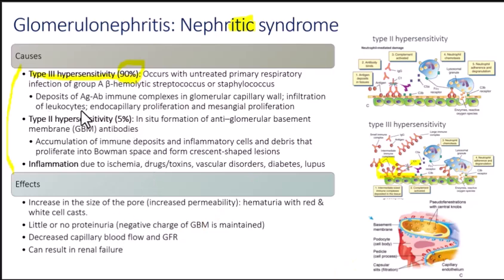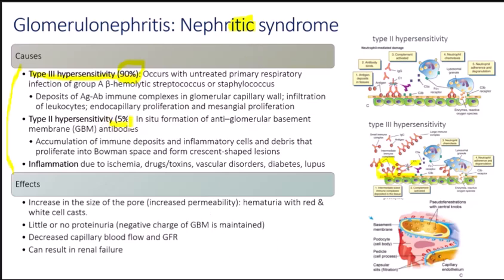This leads to a reaction called endocapillary proliferation. So really the inner part of the capillary starts to proliferate, and mesangial cells, which are the contractile cells of the glomerulus, start to proliferate. When these two occur, it's indicative of damage to the glomerulus and nephritic syndrome.